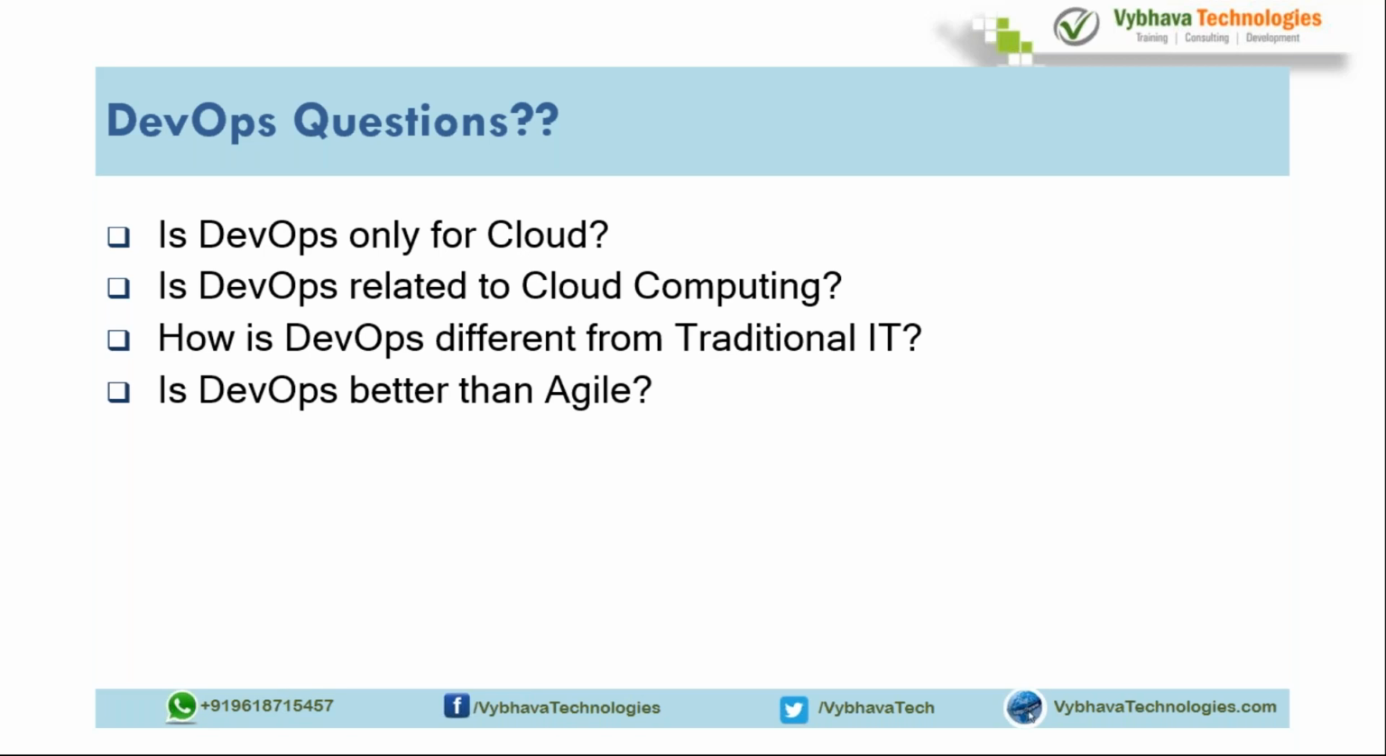Is DevOps better than Agile? Agile is one of the parts of DevOps. So you have seen the development process in DevOps. Agile covers the first 3 phases, and that is what we call Agile. DevOps does not replace Agile. Agile is only the first 3 phases. It is a part of DevOps.